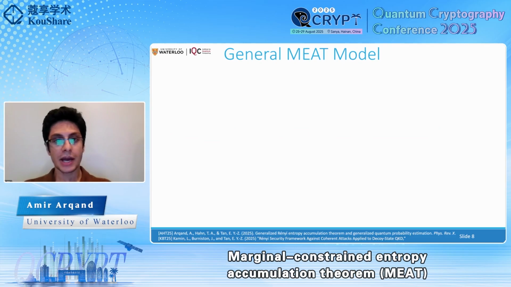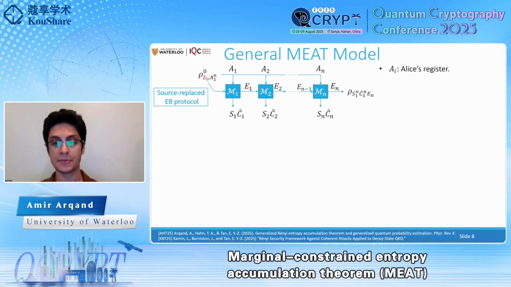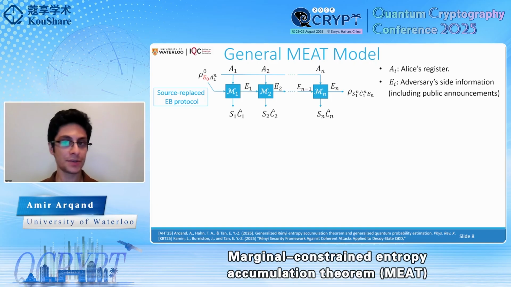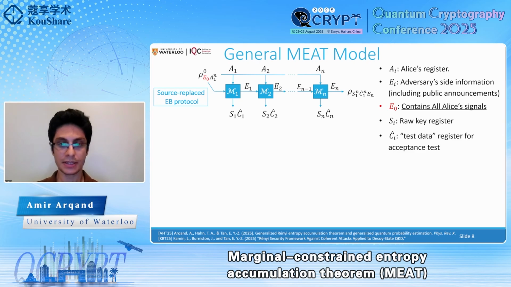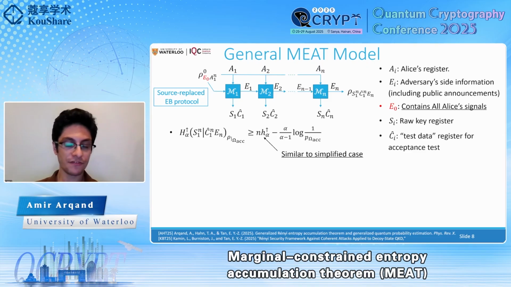All right. Now let's look at the most general form of the MEAT, which has the following sequential structure, where the A registers correspond to Alice's registers, which are going to be kept in her lab. The E registers are adversary side information, including the public announcements in each round. And the E0 register, where we start, could contain all of Alice's signals at the beginning. And the S and C registers are basically the same as before. So it turns out that even for the most general form, the form of the bound we would obtain along with the single rank quantity is quite similar to the simplified case.